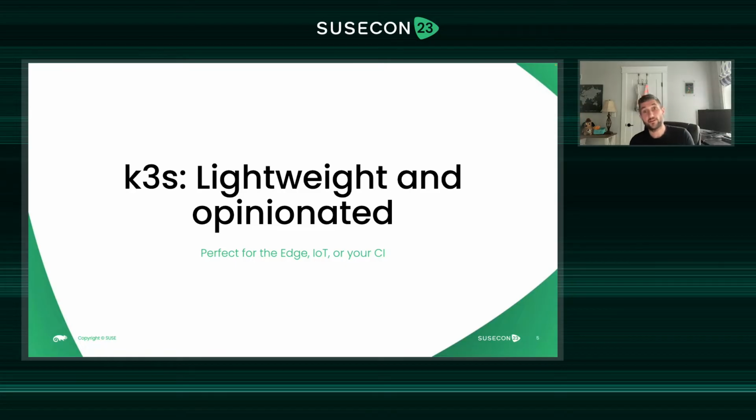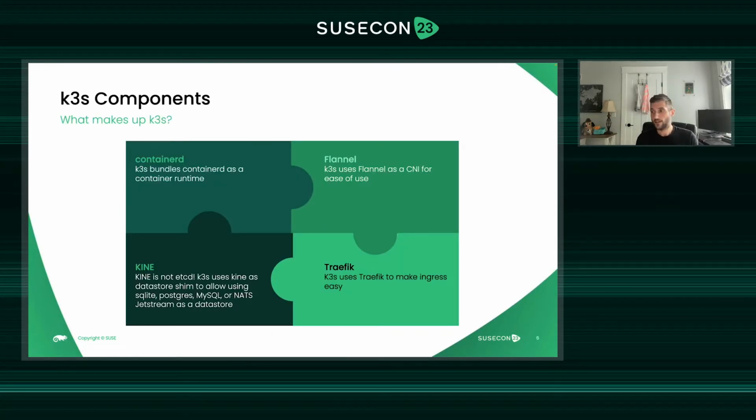All right, let's start with K3s. It's lightweight and it's opinionated. It's perfect for the edge, IoT, or your CI systems. And what do we mean by opinionated? We mean that K3s has a very clearly defined set of defaults and components, and we try not to budge from those. We reevaluate those defaults constantly to make sure that we're always providing the best possible distribution for our users. So what actually makes up K3s?